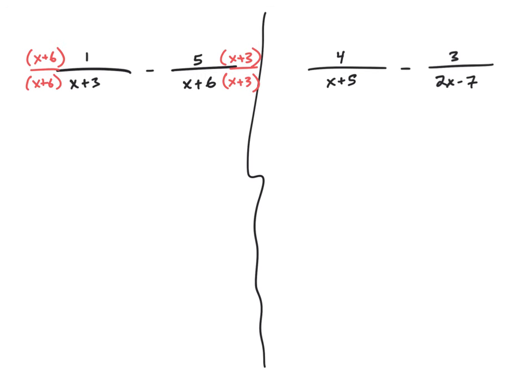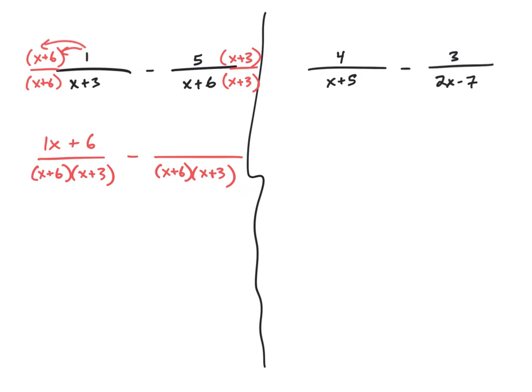And now I will distribute. 1 times x is 1x. 1 times 6, 6. I'm going to go ahead and leave the bottom as factored so I don't have to do a whole bunch more work. But I do have to distribute. 5 times x is 5x. 5 times 3 is 15. Now I have a common denominator. I can head right to my answer.